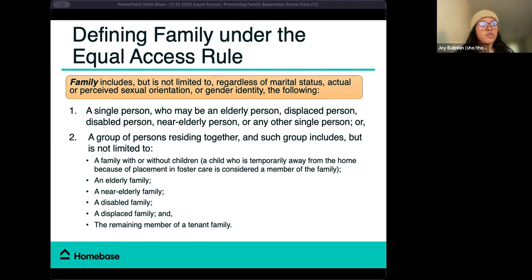For example, a group of persons residing together, including a family with or without children, an elderly family, a disabled family, a displaced family, these would all be considered families under the Equal Access Rule. A single person who might be elderly, displaced, or disabled, or any other single person, that would also be considered a household under the Equal Access Rule. But basically, this expanded definition exists in order to ensure that families are able to be served together and they don't face involuntary separation off of a program's assumption of what family is or who is presenting together for services.